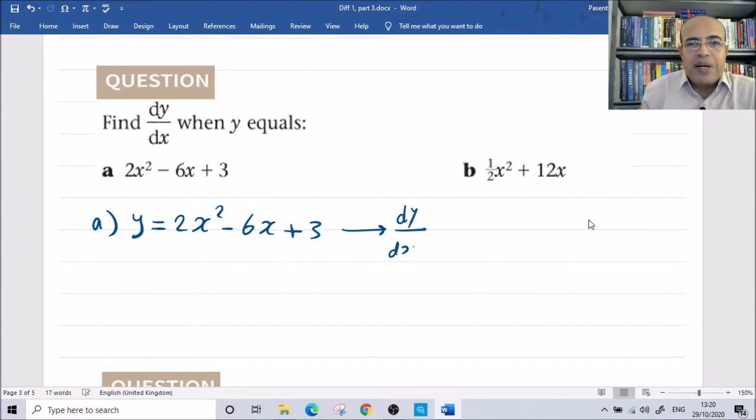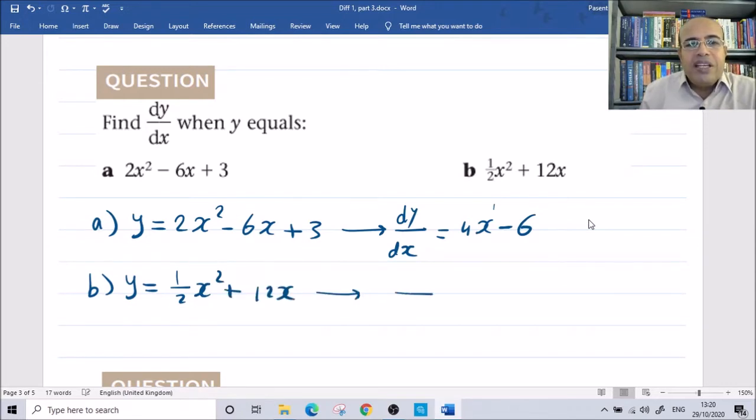So dy by dx equals the derivative of 2x squared. 2 comes down, 2 times 2 equals 4, and reduce 1 from the power. 2 minus 1 is 1. We don't write 1. Negative 6x, its derivative is negative 6. Finish.